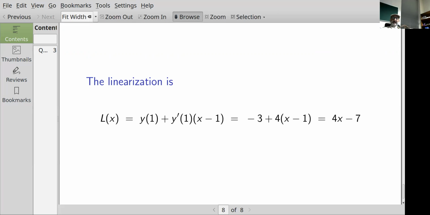In the next session, we will cover the derivatives for the composition of functions.